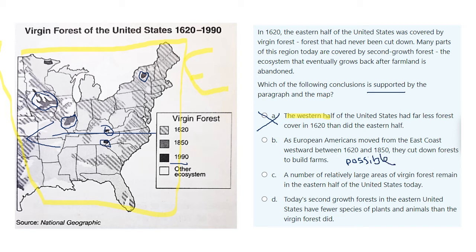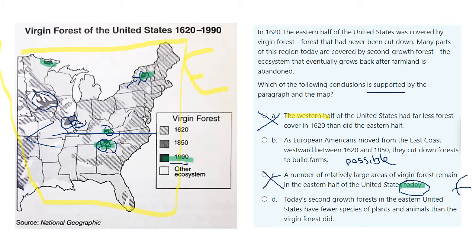C, a number of relatively large areas of virgin forest remain today. Today, we only have these small areas here, here, and here. Sorry, not this one. This is 1850. This one here, if I just change the color, this one here, maybe this one here, and this one here. These are the only areas that link to 1990 today. So there are very few areas, very small areas. C is false.